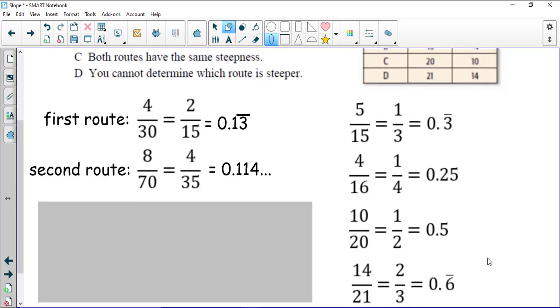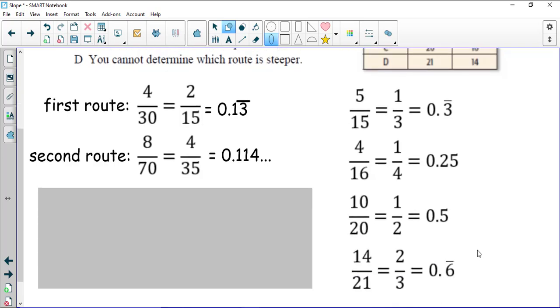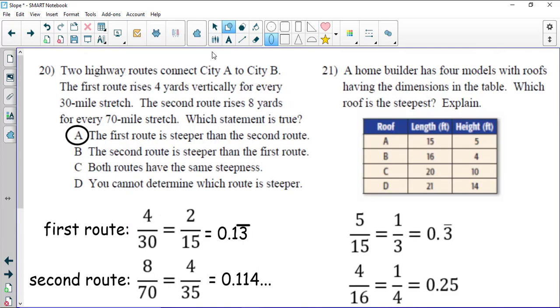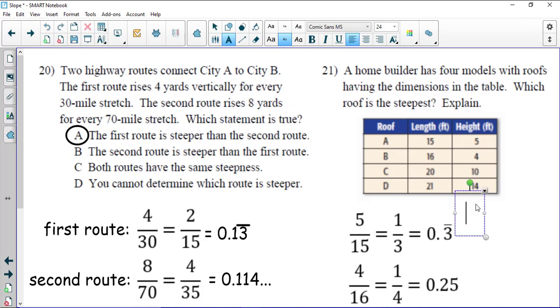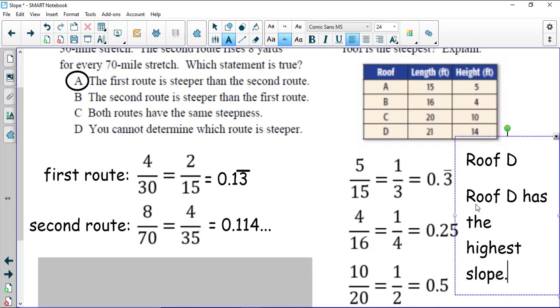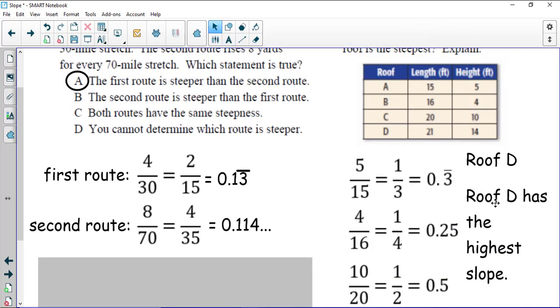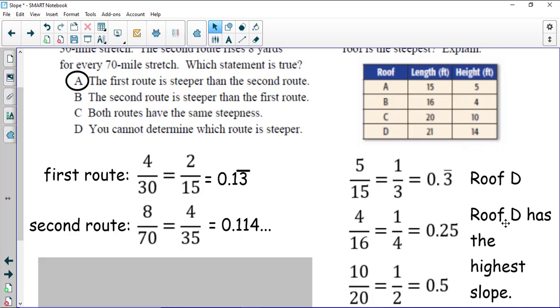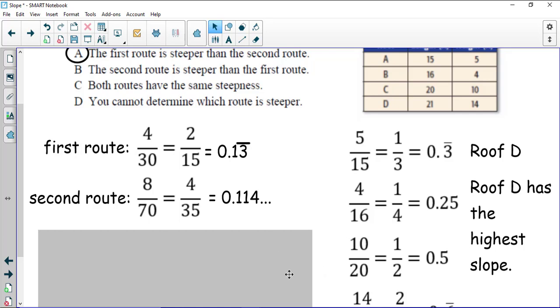And finally, roof D is 14/21, which is 2/3 or 0.6 repeating. That does have the highest value. So we could say that roof D would be our winner here, and that is because it has the highest slope. And I showed the work to prove that. I know it says to explain, but we're just doing the bare minimum or basics here with slope at this point. You'll get into this more in depth next year for sure.